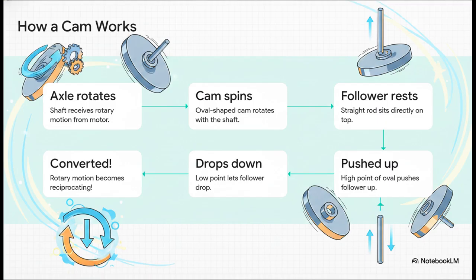Third, a little rod, called a follower, rests right on top. As the wide high point of the oval comes around, it pushes that follower up, and as the flat low point comes around, it drops back down. Boom. Rotary motion is magically converted into reciprocating motion.